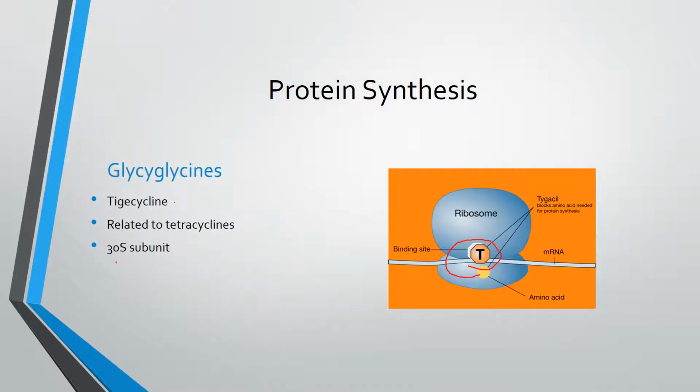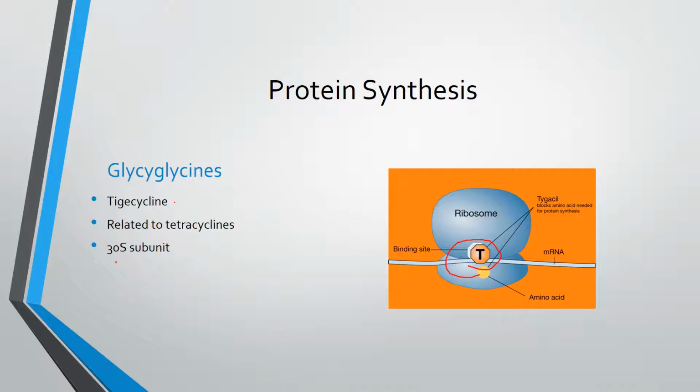Then we have, finally, the last group of protein synthesis inhibitors, the glycylcyclines. I'm probably not saying that right. These are synthetic derivatives related to tetracycline. The only member in this group is tigecycline, and it's the first member of this group to be approved for clinical use. So it's pretty new. They bind to the 30S subunit. Okay, so again, this is like tetracycline, small subunit.